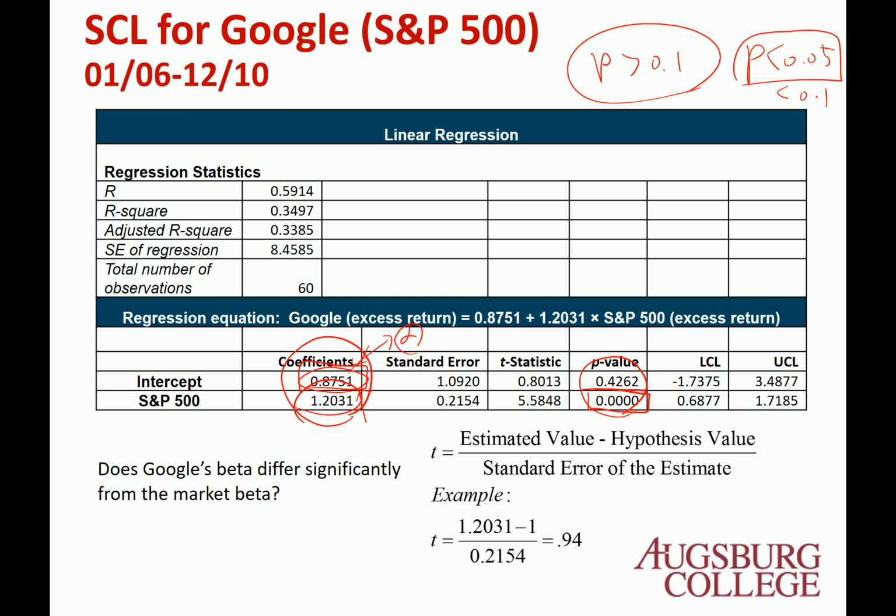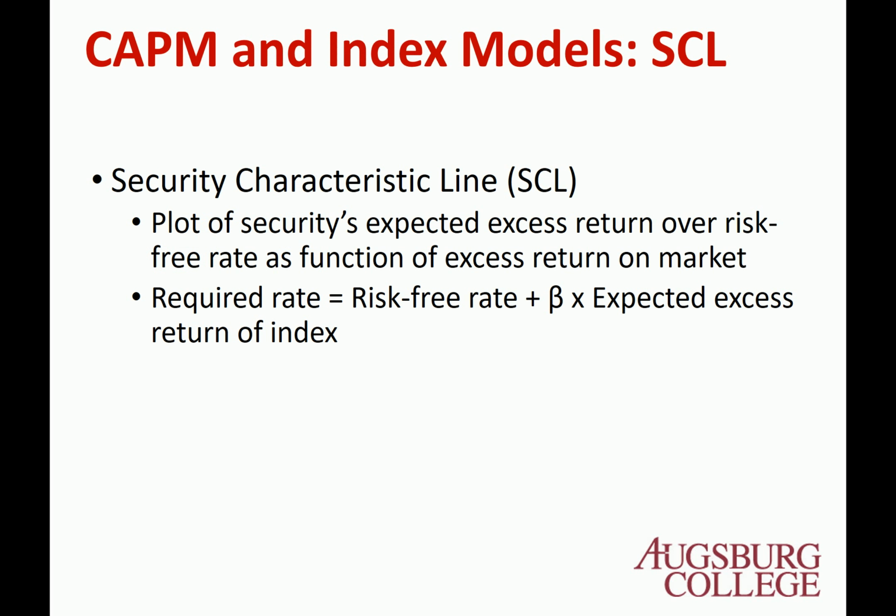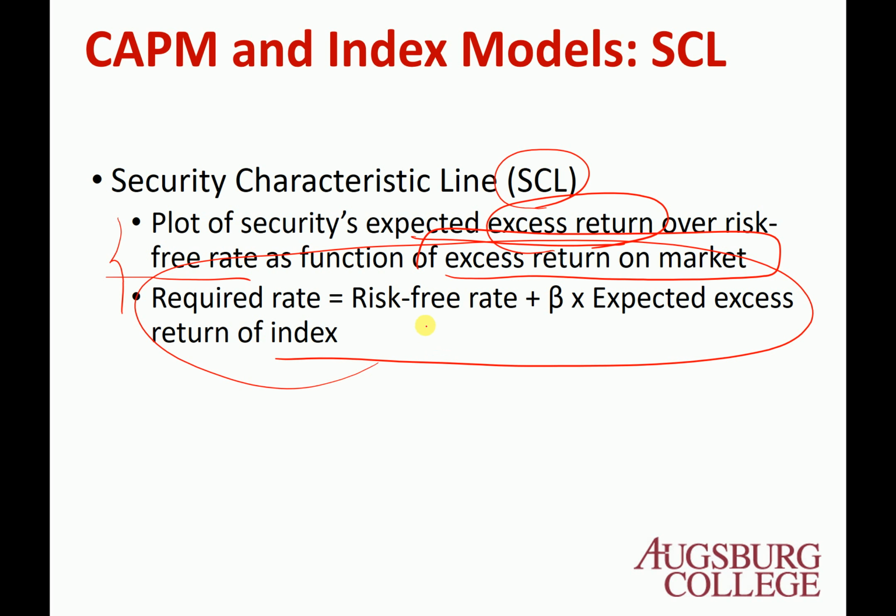So the security characteristic line is basically the plot of the security's expected excess return, which is the risk premium over the risk-free rate, as a function of the excess return on the market. Now this required return is going to be the risk-free rate plus beta times the expected return of the market minus the risk-free rate. We can estimate that.